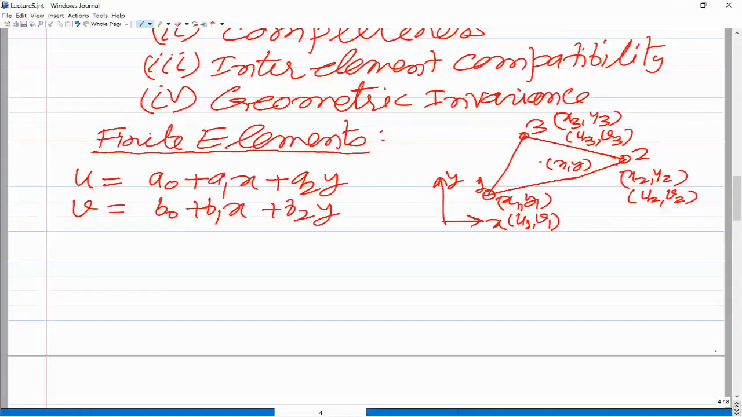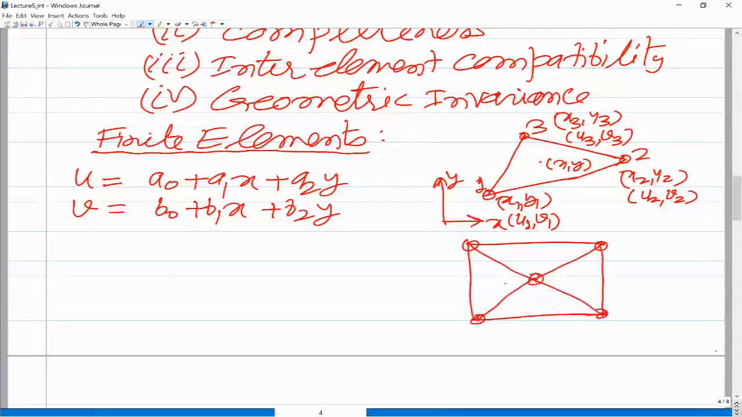So what I am going to talk about here is whether the compatibility condition is satisfied or not. For that, let me take a domain, let us say a rectangular domain, and that is discretized into 4 triangles. So let us say this triangle and this triangle and this triangle. So 4 triangles, and these are the nodes. And let us say that this is element 1, this is element 2, this is element 3, and this is element 4. We have the common boundaries between 1 and 2, 2 and 3, 3 and 4, 4 and 1.